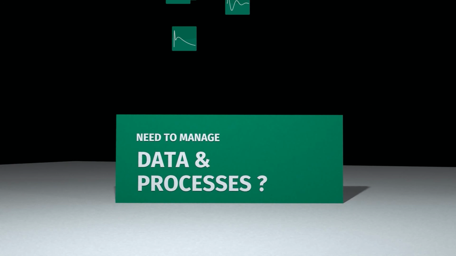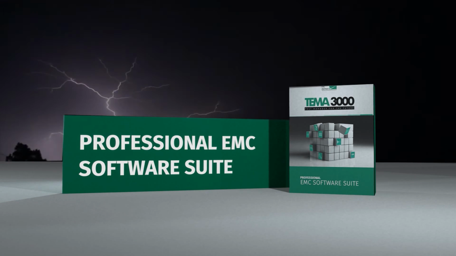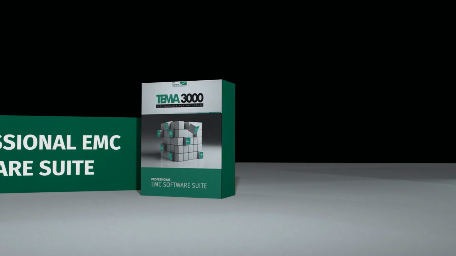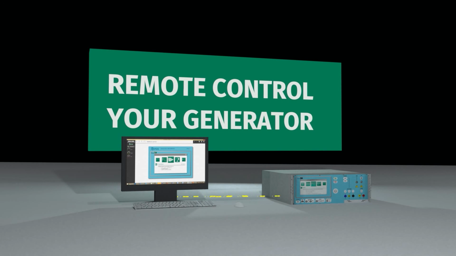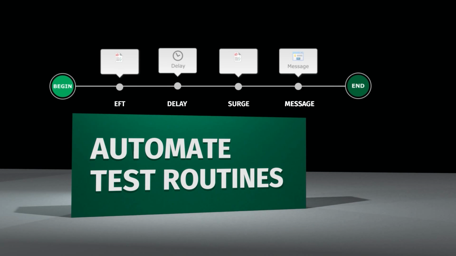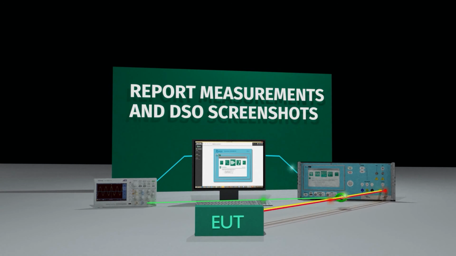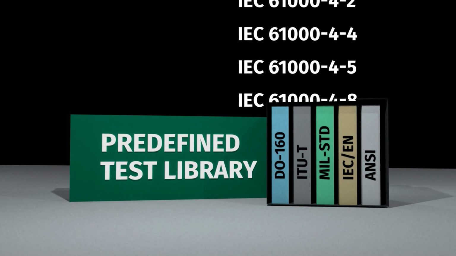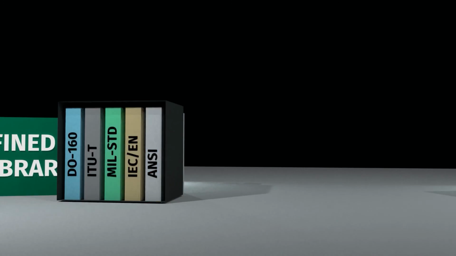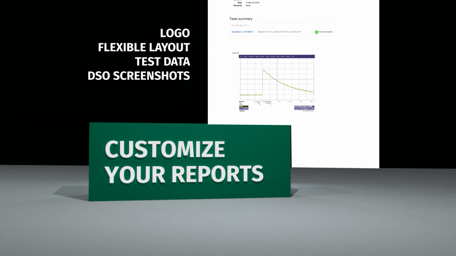Now let's take a look at the EMC Partner TEMA 3000 software, a professional software suite that enables remote control of all of our EMC Partner generators. We can automate test routines and build complex sequences. We can also take report data from the DSO and measurement data. The predefined test library includes all basic standard requirements, but most importantly, the test report can be customized for individual requirements.